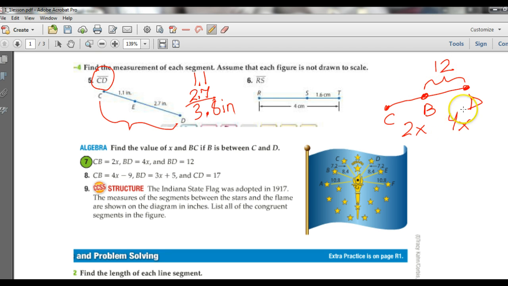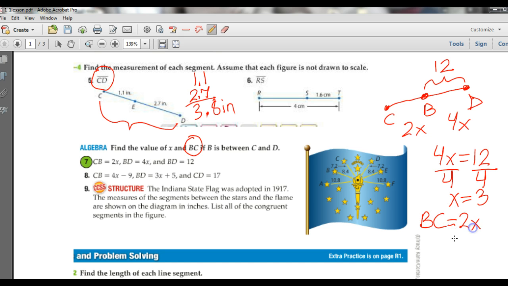Okay, so the first thing that we can do is find x. Since BD is 4x, which equals 12, we can set those two equal to each other. And x is equal to 3. So if x is equal to 3 and we want to find BC, so BC and CB, they're the same thing. So BC is equal to 2x, or 2 times 3, which is 6.